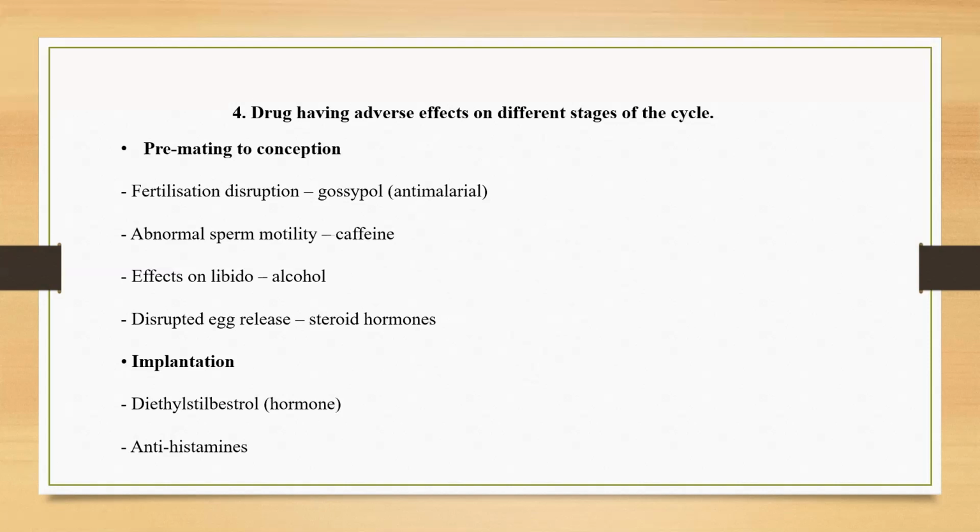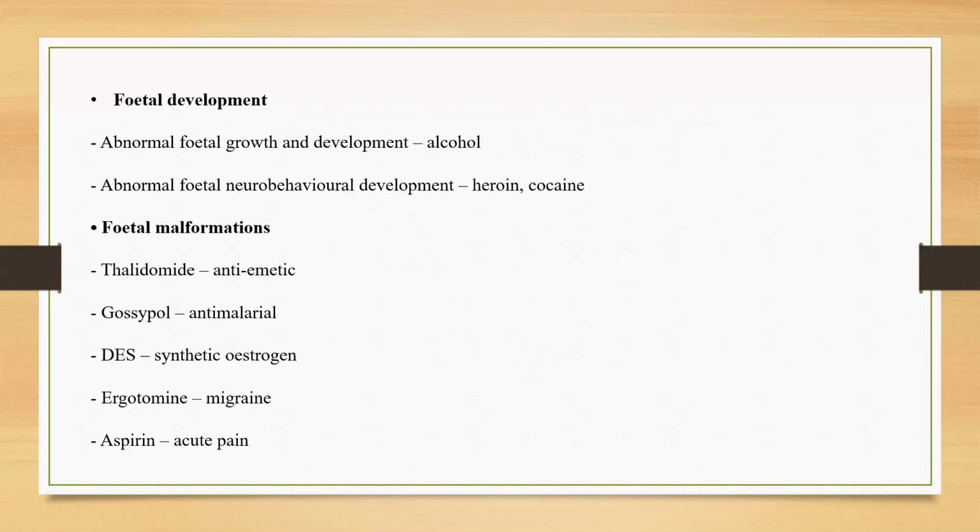Next comes implantation. Implantation is interfered with or hampered by diethylstilbestrol, a synthetic estrogen. Antihistamines also show an interfering effect in the implantation process. Next, we have fetal development. Abnormal fetal growth and development is induced by alcohol. Abnormal fetal neurobehavioral development is induced by heroin and cocaine. Next, we have fetal malformation.